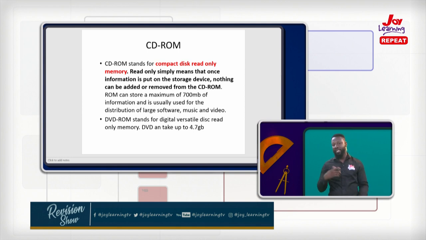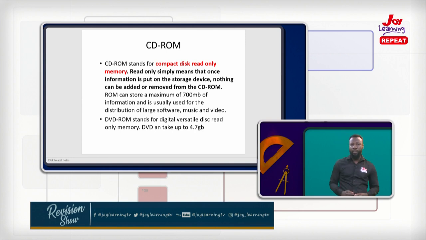rewrite on it. There are some devices that are called rewritables. So if you have such devices, then you can talk about rewriting on them. So we say read-only simply means that once information is put on the storage device, nothing can be added or removed from the CD-ROM. But there are technologies or ways you can save data on a CD-ROM and still delete data on a CD-ROM. That is when you have the option of choosing between putting data or using it as a USB type of device. You can do that.